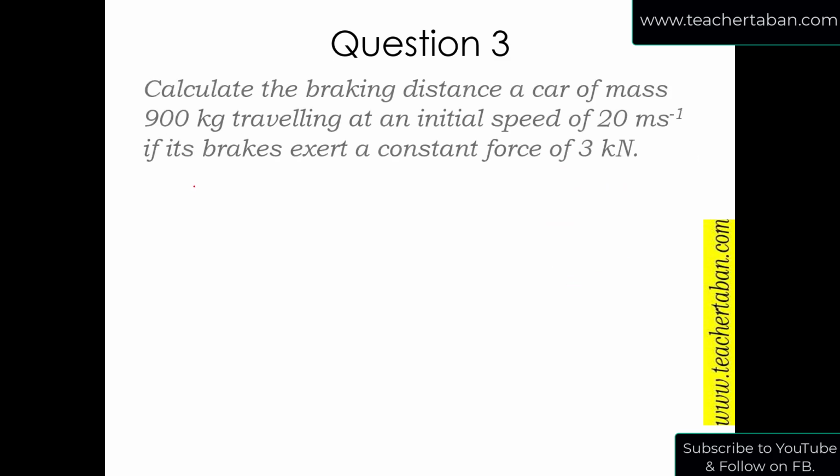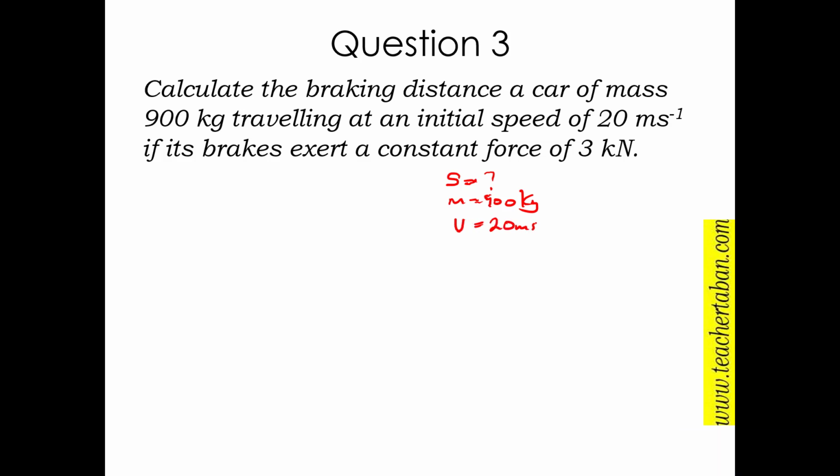Number 3 says: calculate the braking distance of a car of mass 900 kilograms traveling at an initial speed of 20 meters per second if its brakes exert a constant force of 3 kilonewtons. In the question, they want us to get the distance s. We've been given the mass as 900 kilograms, the initial velocity u as 20 meters per second, and the braking force as 3 kilonewtons, which is the same as 3,000 newtons.